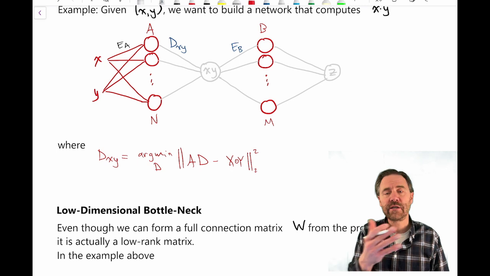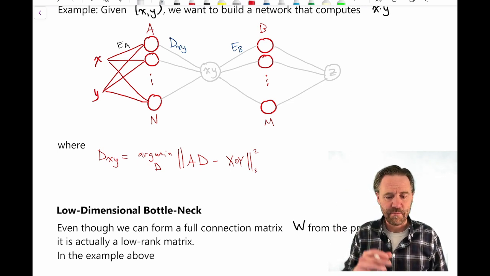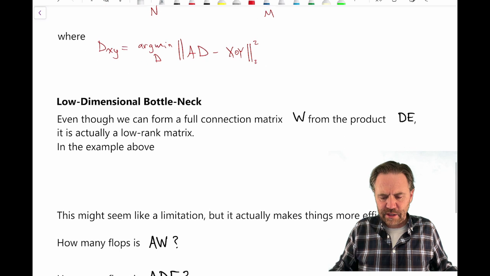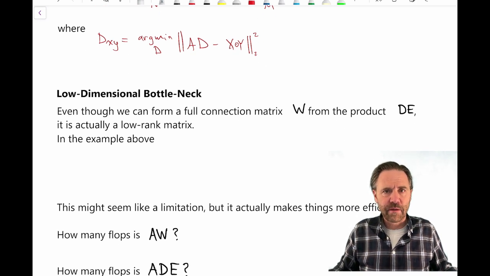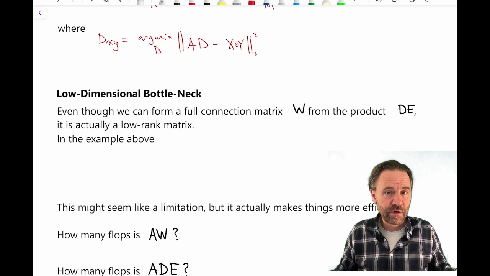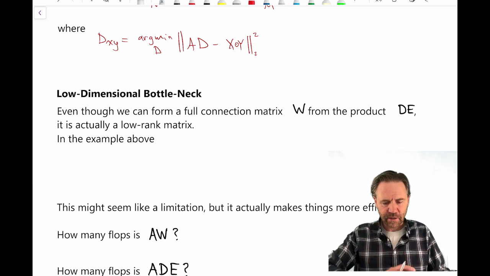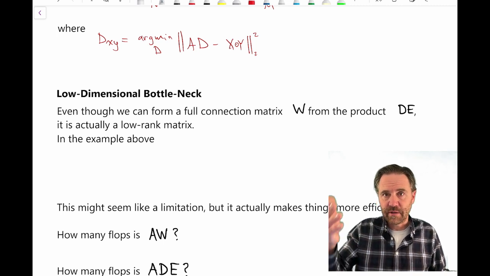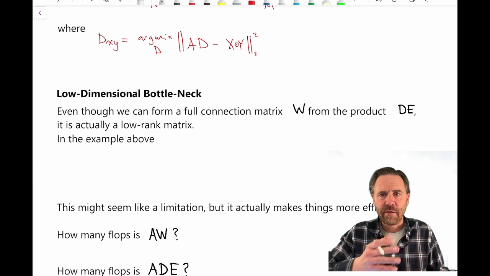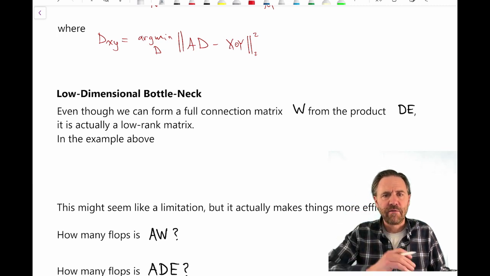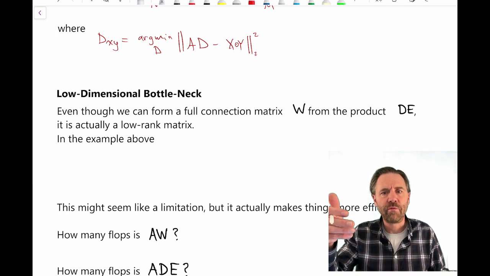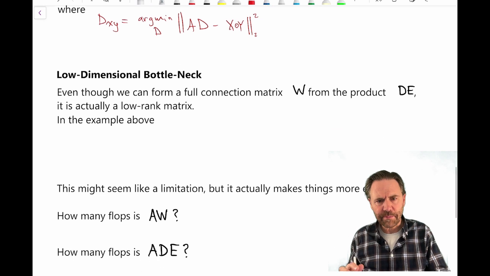So that set of connections does the computation of multiplying the 2 components that are represented in A. So this is one of those cases where there's a low rank matrix product. It's a low dimensional bottleneck. So even though we can form a full connection weight matrix W from the product, the decoders times the encoders, it's actually a low rank matrix.